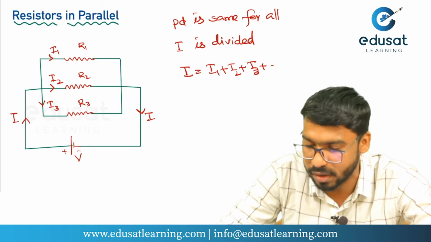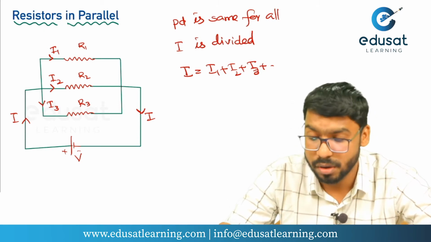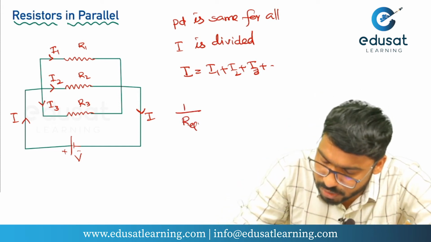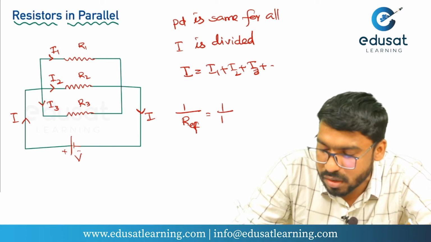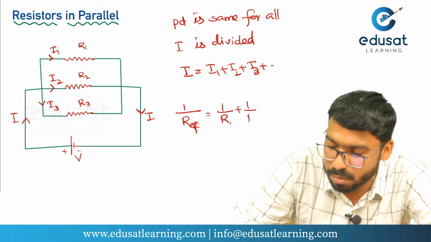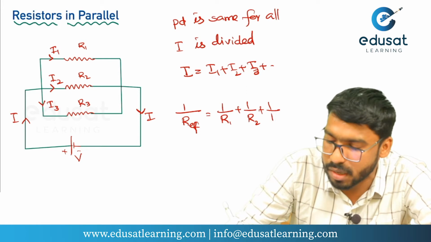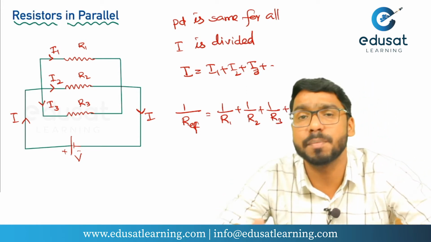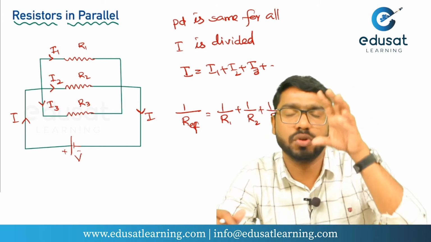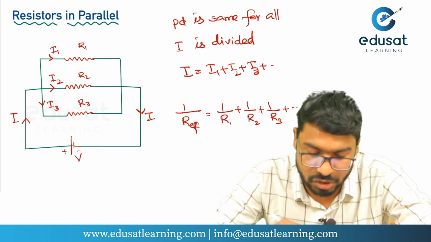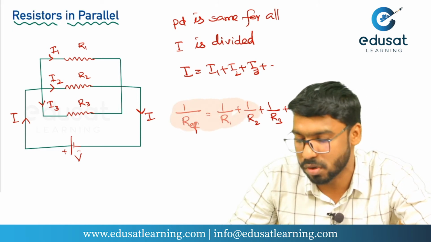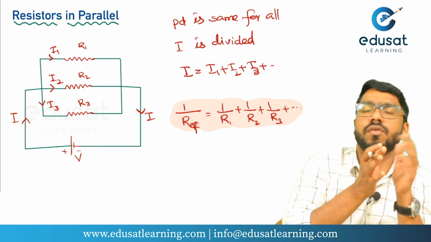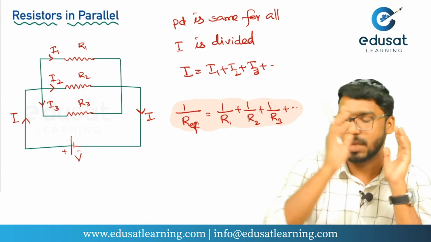Current is divided. So what is the effective resistance? Here 1 by R effective equals 1 by R1 plus 1 by R2 plus 1 by R3 plus etc. We have to add the reciprocals of individual resistances to get the reciprocal of effective resistance.